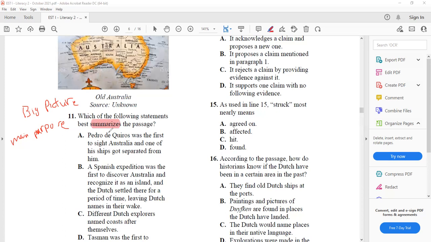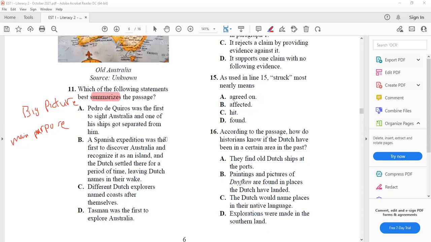Excellent. Perfect, Nada. So as Nada mentioned, there's also the main purpose for the whole passage, the big picture. So highlight the keywords in the answer. Then, after highlighting the keywords, you're going to read the first paragraph and the last paragraph.